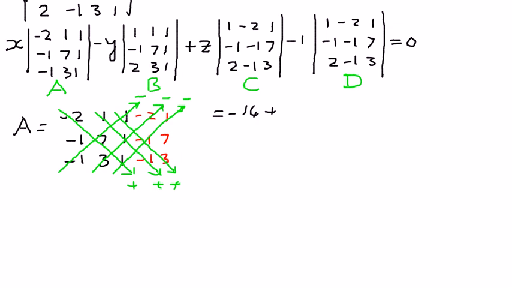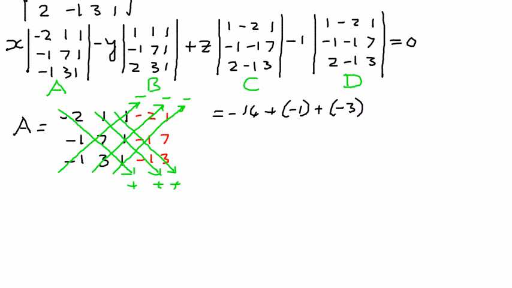Then, plus 1 times 1 is 1. 1 times negative 1 is negative 1. So, negative 1. And then, plus 1 times negative 1 is negative 1. Negative 1 times 3 is negative 3. So, it's that easy. There's nothing to worry about at all.